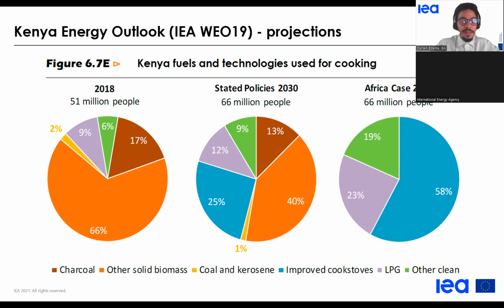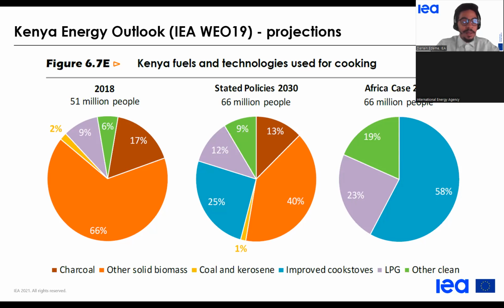By the end of the decade, this number of people would decrease. And we would expect more people to be relying on LPG, as you can see, on improved cookstoves, as well as on other clean energy technologies like electricity and biogas, for example.